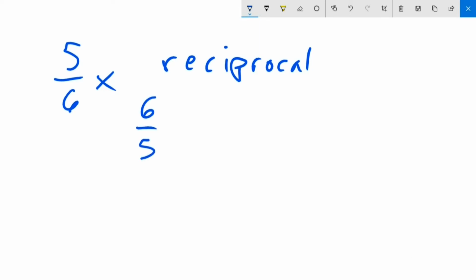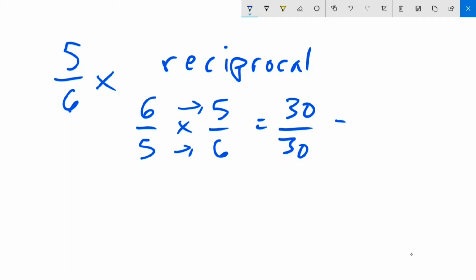Now, why do we multiply by the reciprocal if we're trying to get the x by itself? Well, check this out, guys. 6/5, that's the reciprocal of 5/6. What's 6 times 5? 30. What's 5 times 6 over here? Over 30. What's 30 over 30? That equals 1. And what's 1 times x? That equals x. We multiplied by the reciprocal, which is 6/5, and we ended up with 1 times x, which means we got x by itself. And this works with anything.